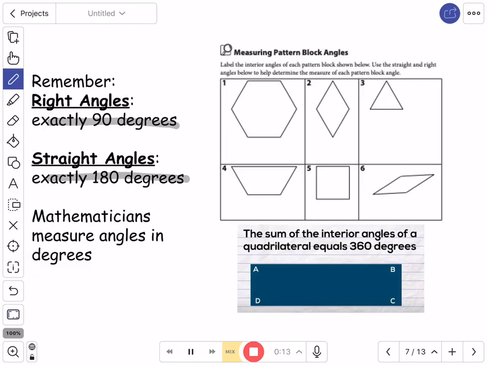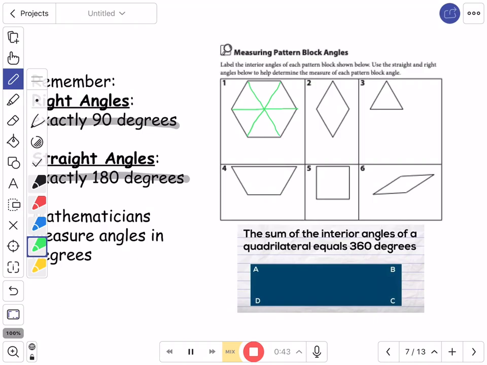All right, so I'm going to remind you again that right angles are exactly 90 degrees, okay? And straight angles are exactly 180 degrees. Okay, so mathematicians, again, measure angles in degrees. So I want you to look at these pictures right here. If you look very, very carefully, I'm going to split this hexagon up and you will start to see something, okay?